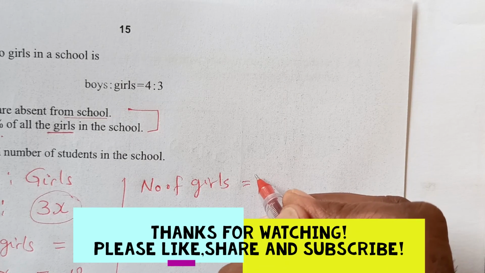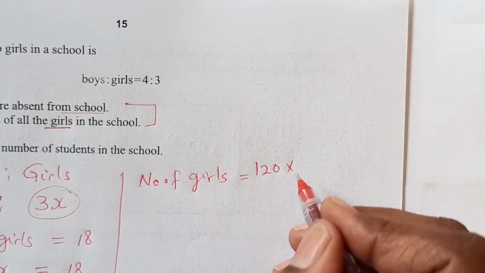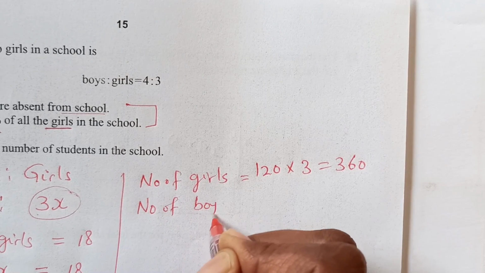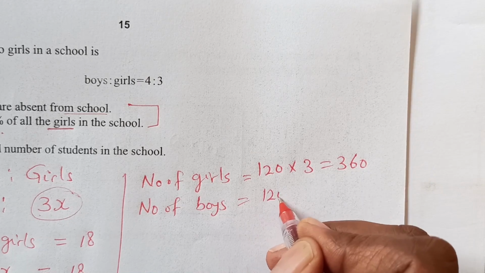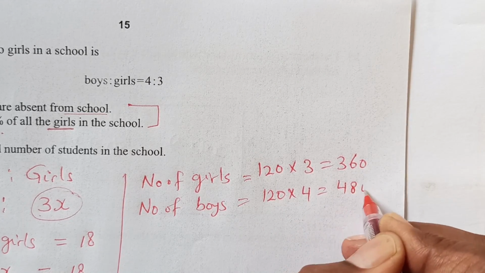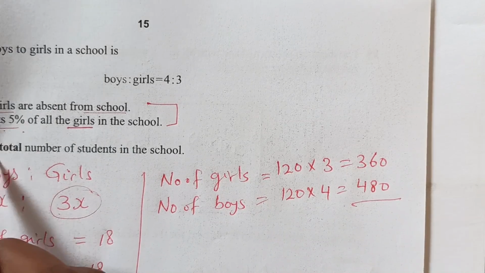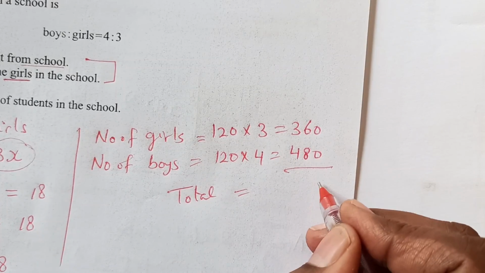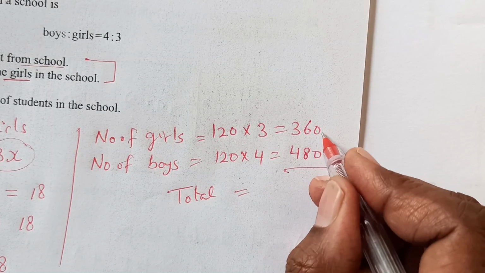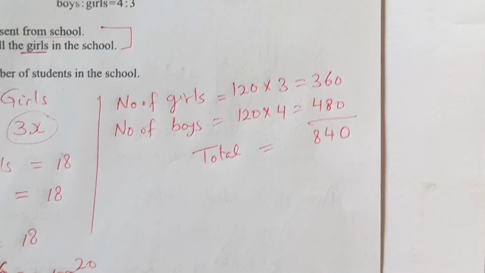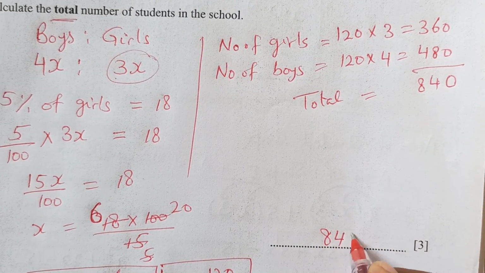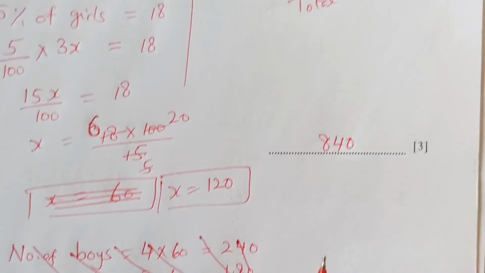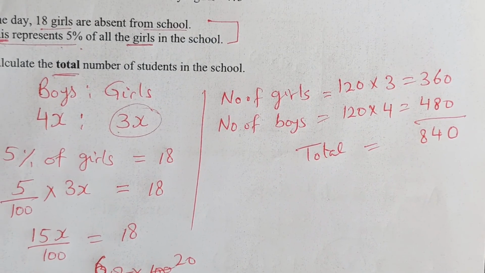So number of girls is 120 times 3, that is 360, and number of boys is 4x. 4x means 120 times 4, this is 480. And the question is, calculate the total number of students in the school. So total number of students is, you add them, boys and girls, 840. So total number is 840. So you see, you can sometimes make a mistake, but don't worry, you just cut that and write clearly again so that the examiner can see your working, right?